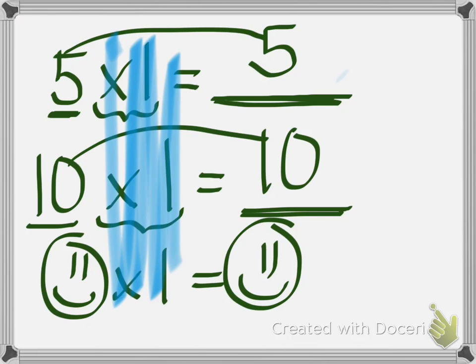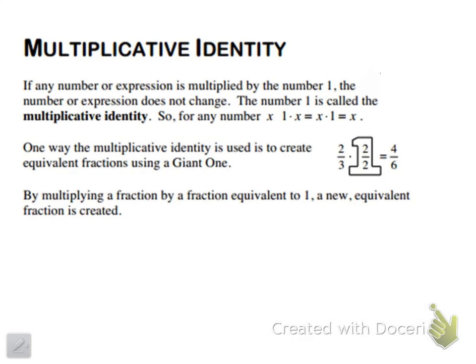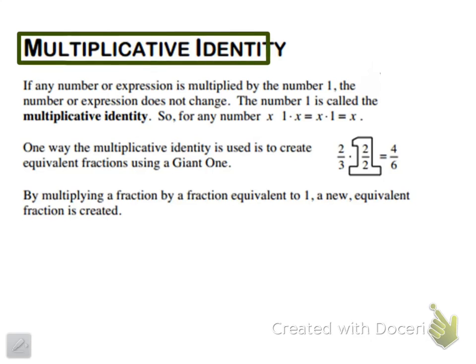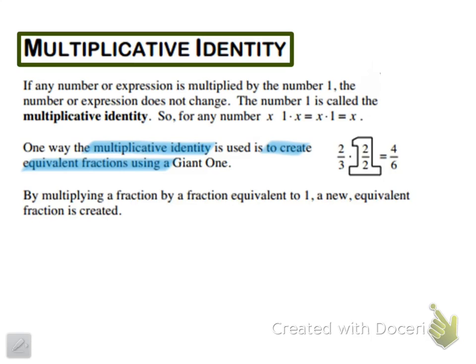What we're doing here, multiplying by 1, is a concept that we're going to use in this class, but also as we get to algebra, called the multiplicative identity. Now what we just did, we just used the multiplicative identity by multiplying by 1. However, today we're going to stretch that a little bit by using the multiplicative identity to create equivalent fractions. And we're going to do that by using this giant 1 over here to the right.